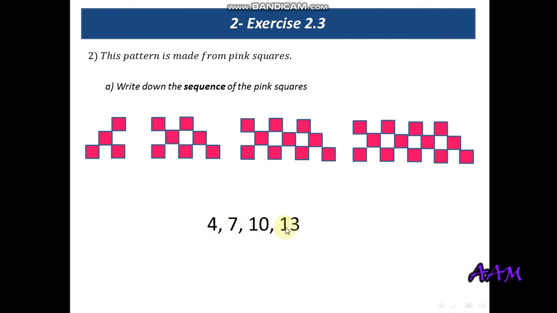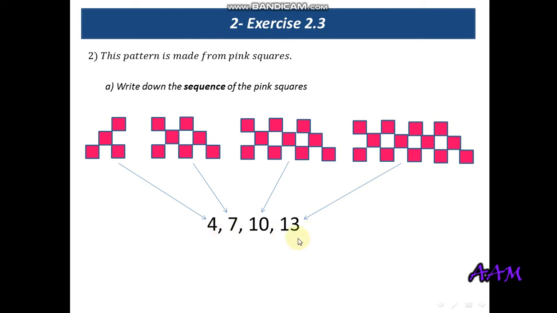These are the sequence of the pink squares. How did I know this? Because you add only all the squares together. This is 4 squares, this is 7 squares together, this is 10 squares altogether, and this is 13 squares. You add all the squares and it gives you the sequence of numbers.